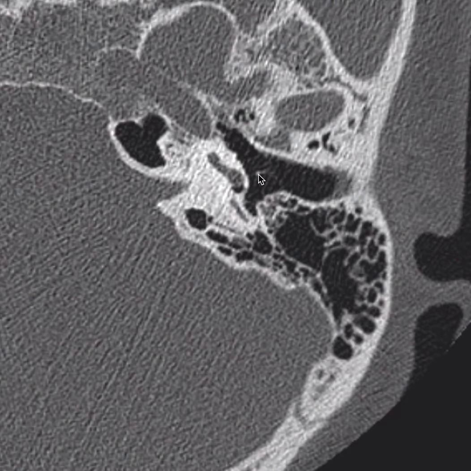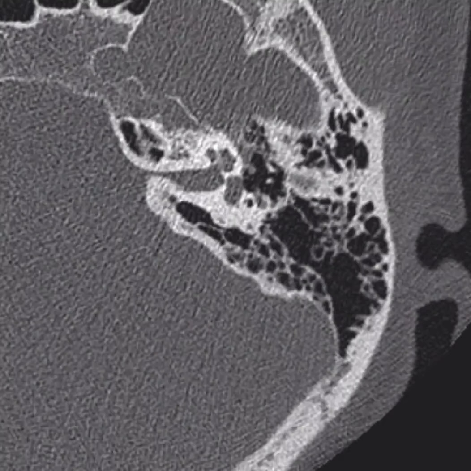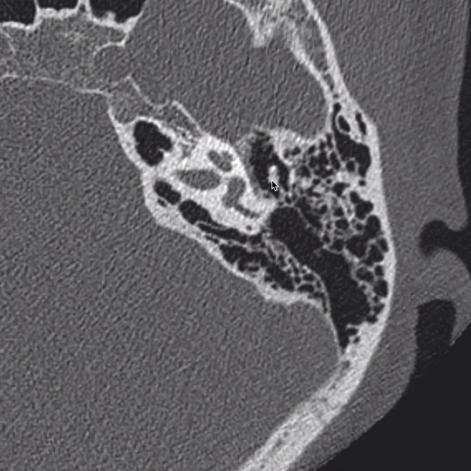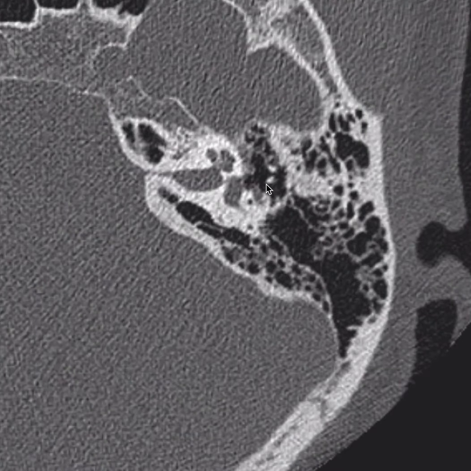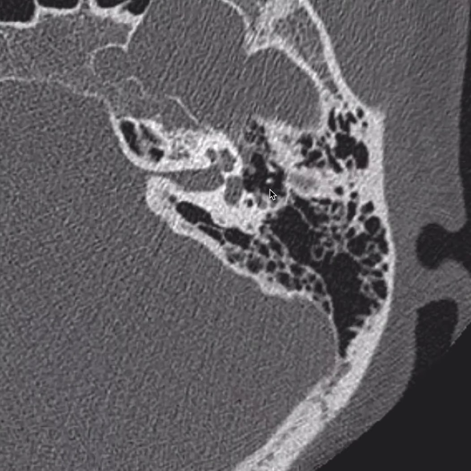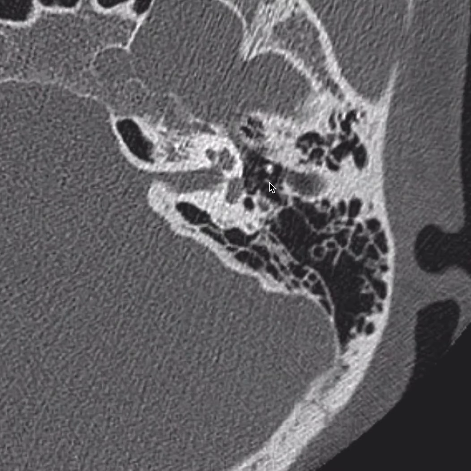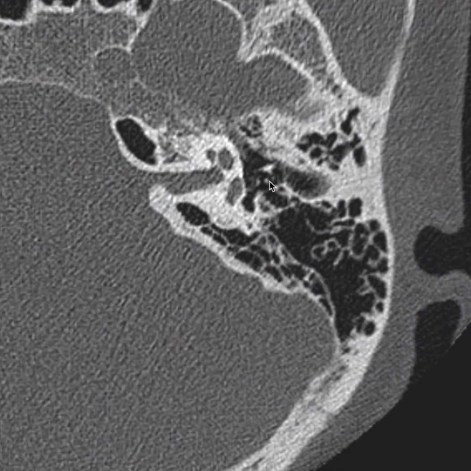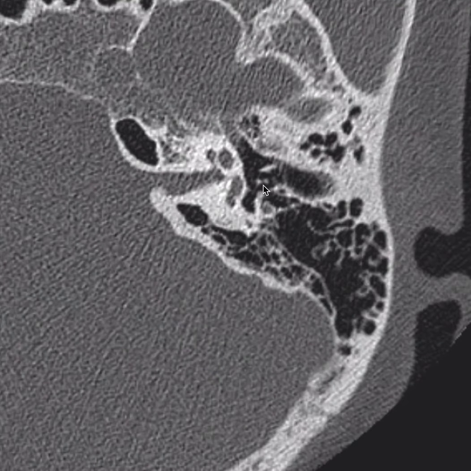Let's go superiorly one more time, and we're going to follow the incus. So here, we're going to get to the level of the body of the incus, and I'm scrolling inferiorly to get to its long process right here. You'll notice we're posterior to the malleus. So the long process is here, and as I scroll inferiorly, it's going to bend right here, and then articulate with its lenticular process with the head of the stapes, also known as the capitulum.